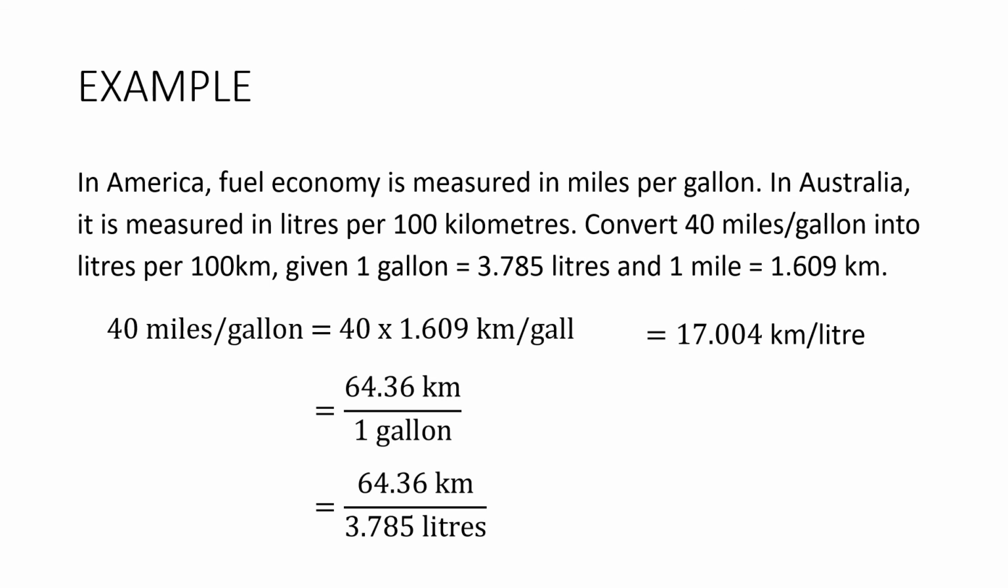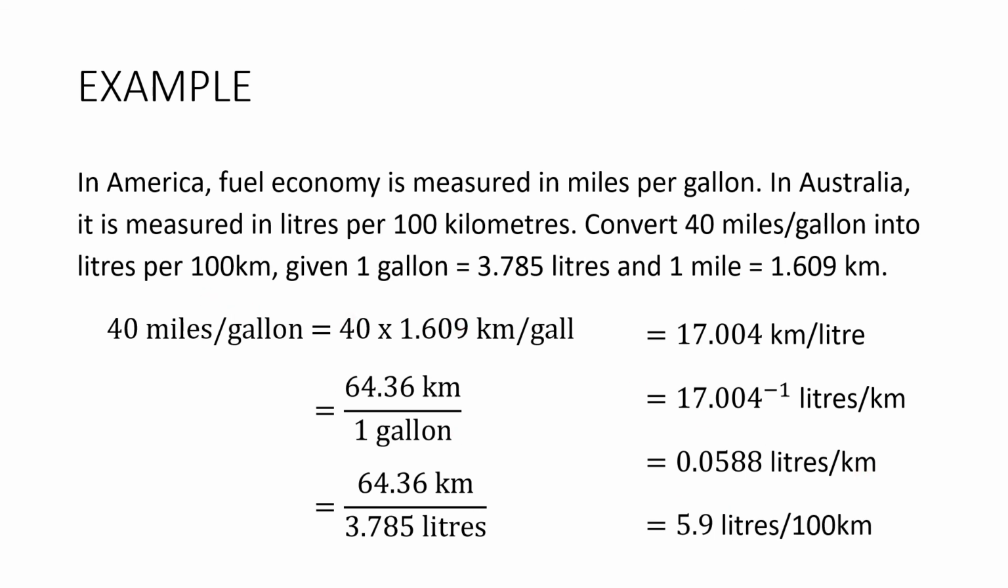64.36 divided by 3.785 gives me 17.004 kilometres per litre. But look at this. We don't want kilometres per litre. We want litres per 100 kilometres. So I'm going to have to invert it. We either type 17.004 x to the -1 in your calculator or do 1 divided by 17.004. We get 0.0588 litres per kilometre, but we want litres per 100 kilometres, so multiply by 100. And there's our answer. So 40 miles per gallon is equivalent to 5.9 litres per 100 kilometres.